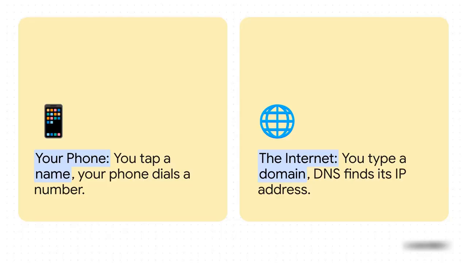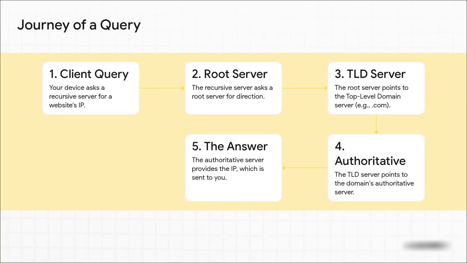Think about your smartphone's contact list for a sec. You don't have dozens of phone numbers memorized, do you? Of course not. You just tap a name and your phone does the rest. Well, it is the exact same idea online. Your browser doesn't know millions of IP addresses, it just asks DNS to look them up for you. And that lookup is just an incredible journey, and it happens in a flash.